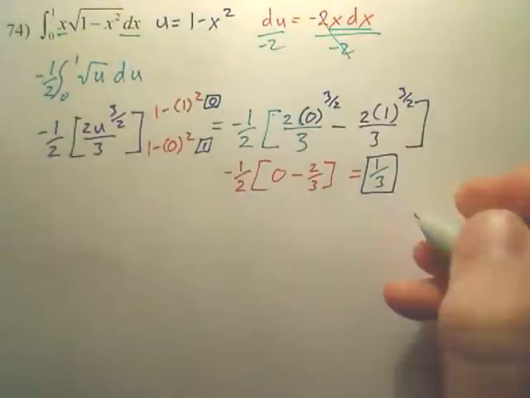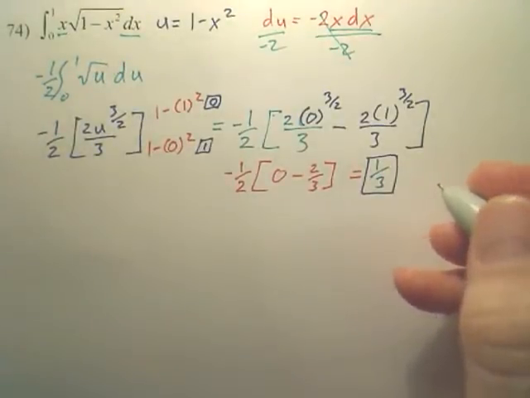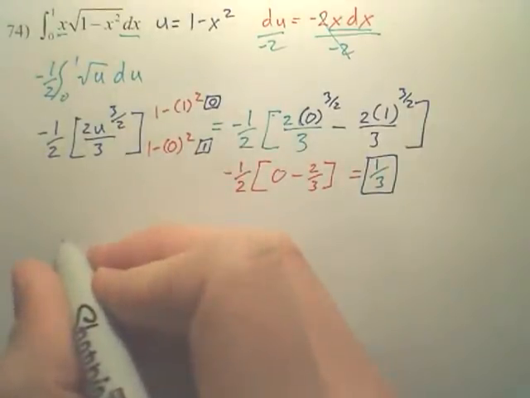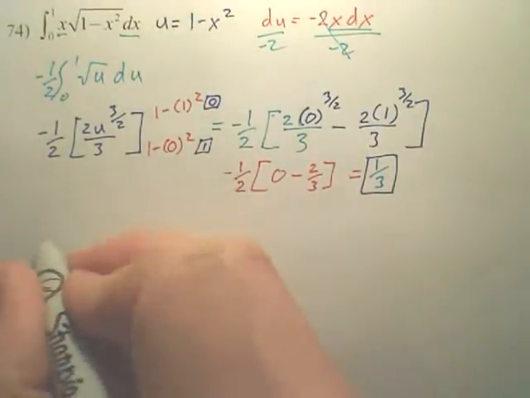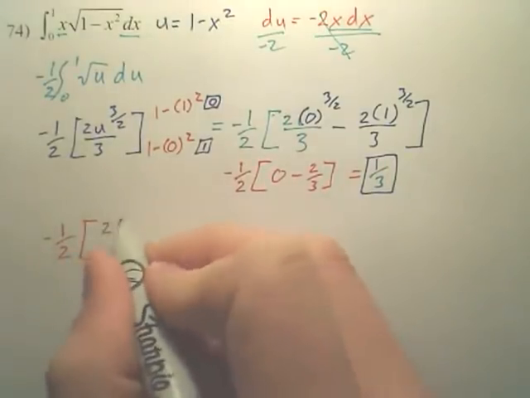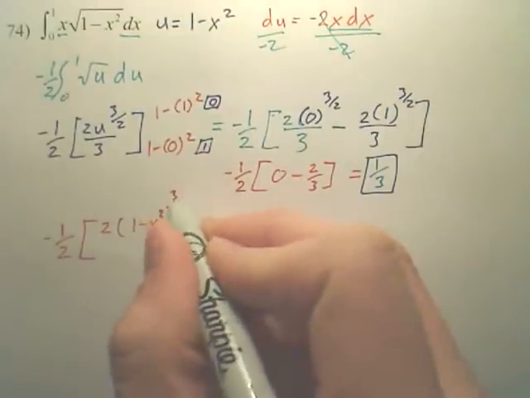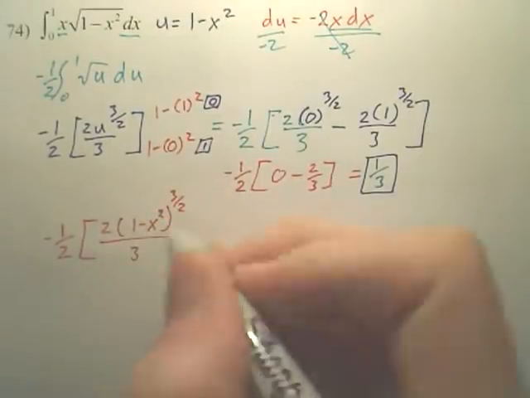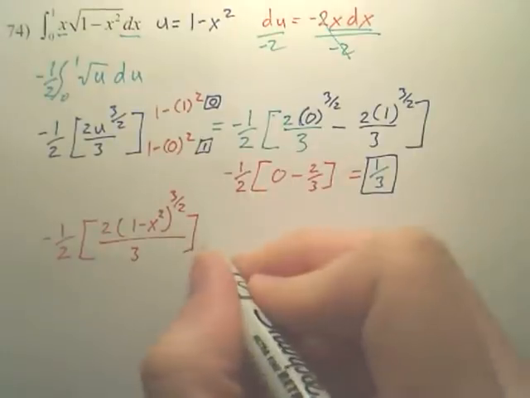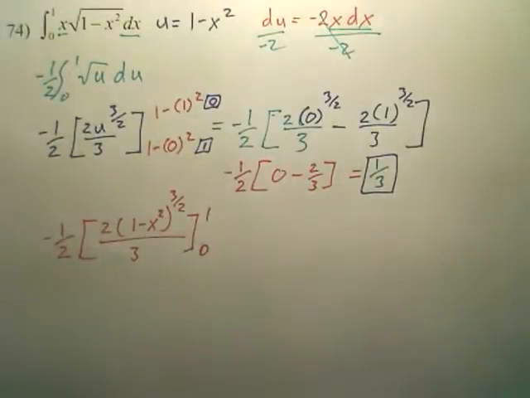Now, if we did it the other way, did I miss something here? No, I did. Okay. If we do it the other way, let's see what happens here. If we take the negative 1/2, we keep the 2 but plug x back in. And our interval is from 0 to 1. If we do this one, we should get the same answer.